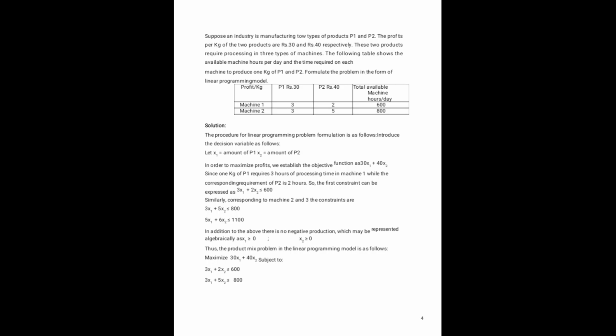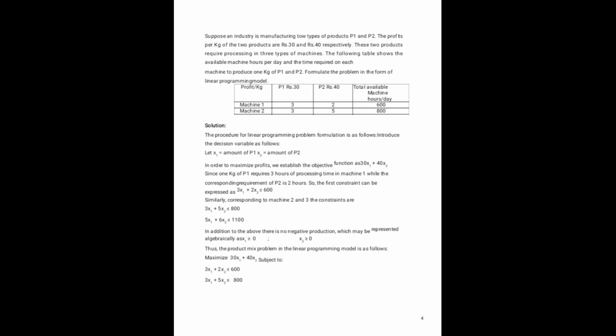Machine 1, machine 2, profit rupees 30, profit rupees 40, total. First, let x1 equal the amount of P1 and x2 equal the amount of P2. Then, using the following concept, we find the equations: 3x1 plus 2x2 less than or equal to 600. Similarly, 3x1 plus 5x2 less than or equal to 800. 5x1 plus 6x2 less than or equal to 1100. Now x1 greater than or equal to 0, x2 greater than or equal to 0.